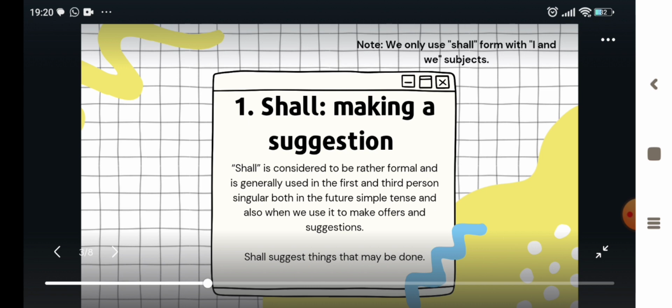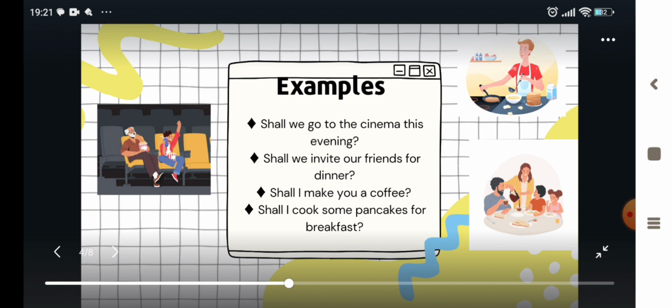In English, the use of shall has declined in recent years, but that is not to say that its use is less important in the English language today than before. Okay, so to understand better, let's look at some examples. Shall we go to the cinema this evening? Shall we invite our friends for dinner? Shall I make you a coffee? Shall I cook some pancakes for breakfast? As I said, the most common use is shall with I and we as subjects.